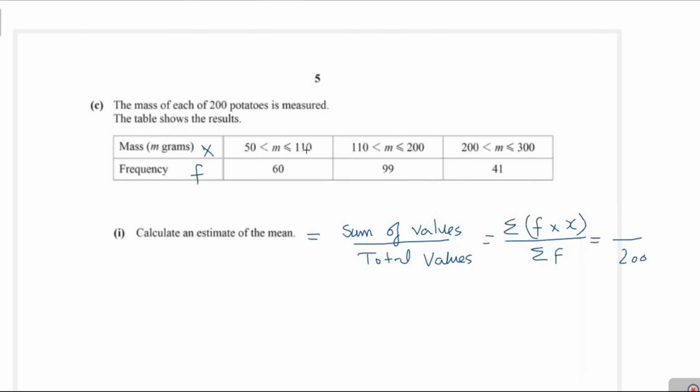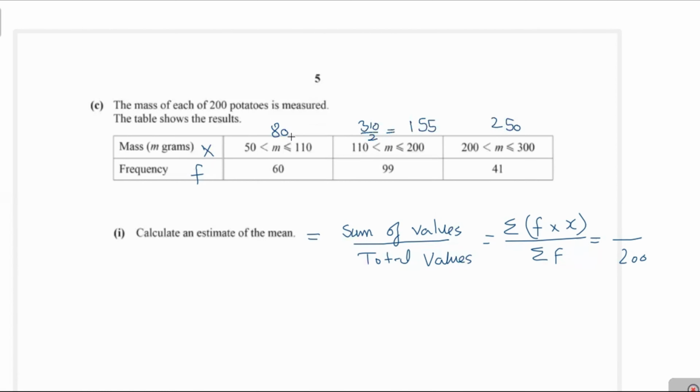Therefore, 50 plus 110 divided by 2, we get 80. It is the middle value. And same here, 110 plus 200 divided by 2, that will be equal to 310 divided by 2, and that is equal to 155. And same here, 200 plus 300 divided by 2, that's equal to 250.